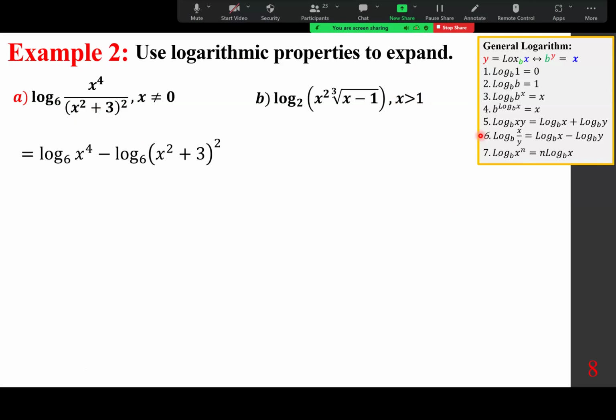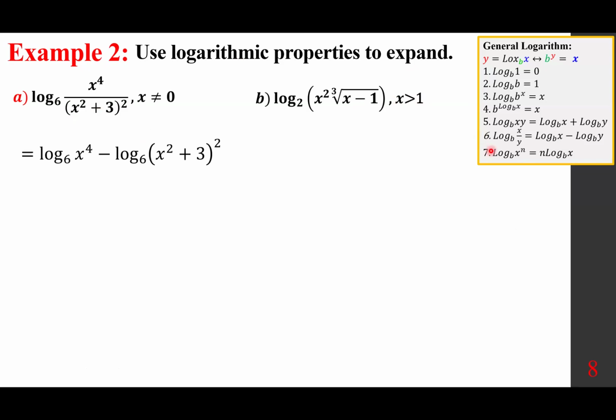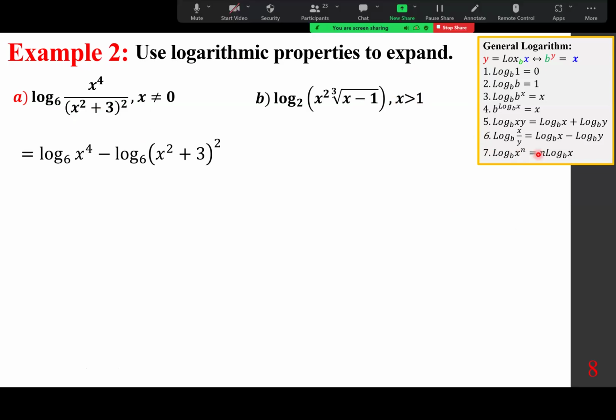Now each one uses number 7, the power rule. That means 4 sits in front here, becomes 4 log base 6 of x. 2 sits in front, becomes minus log base 6 of x squared plus 3. And we're done.